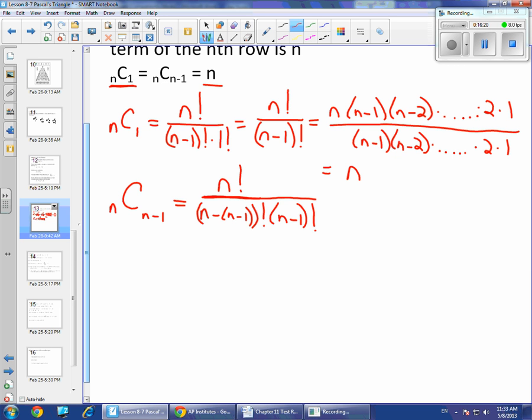Okay, now this first term on the bottom looks kind of weird, but it simplifies down real nice because if you distribute the negative, you're going to have n minus n plus 1. So altogether, this term right here is the same as 1 factorial times n minus 1 factorial. So what ends up happening is if you just divide those things, it's the exact same problem as on top, and you get n. So right now, we've just proved that those two things are equal just by using the definition for combination.